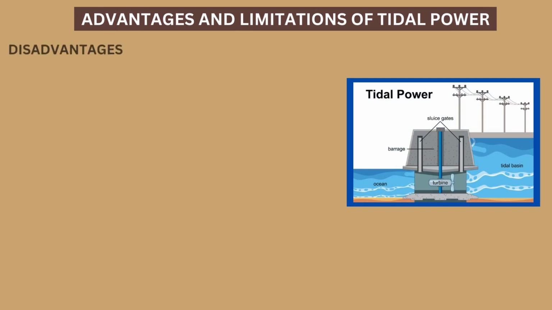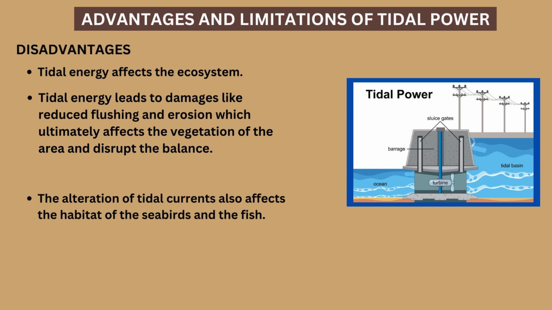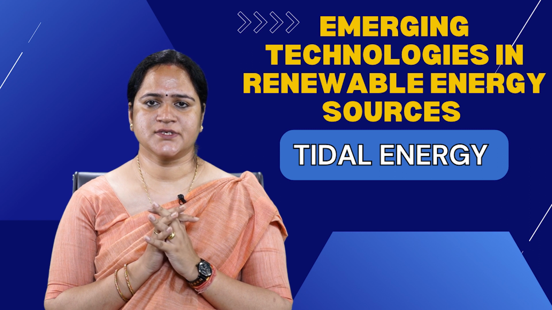Disadvantages: tidal energy affects the ecosystem, and it leads to damage like reduced flushing and erosion, which ultimately affects the vegetation of the area and disrupts the balance also. The alteration of tidal currents also affects the habitat of the seabirds and the fish. So, in this particular session, we have discussed tidal energy.